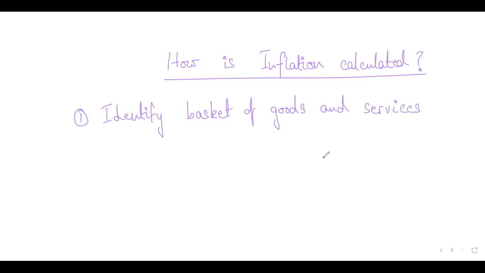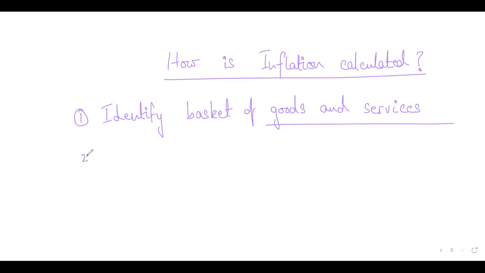So to calculate that rise in cost of living, you need to know what are the products that a typical consumer consumes, so that you record the change in their prices, and that is what will give you a rise in the cost of living. Are you getting it? So the first step is to identify a basket of goods and services, right?